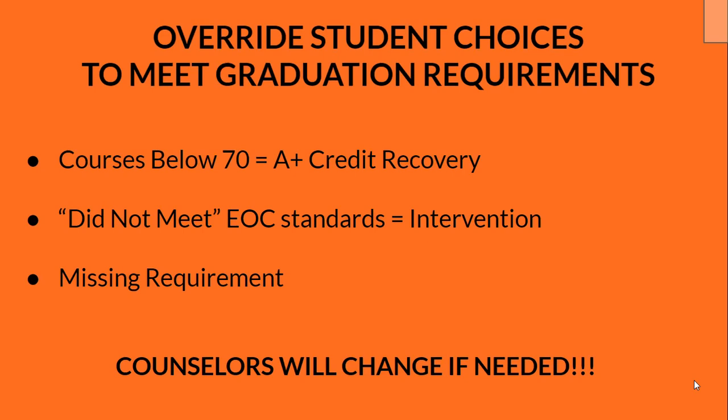Another example would be if you did not meet an EOC standard. One of your electives will be taken out and an intervention class will be put in. That intervention class will help you to pass the STAAR test. Another example is if you're missing a requirement. An elective would be removed and that missing graduation requirement would be put into your schedule so that you can fulfill that requirement and graduate. Counselors will do the change if needed.